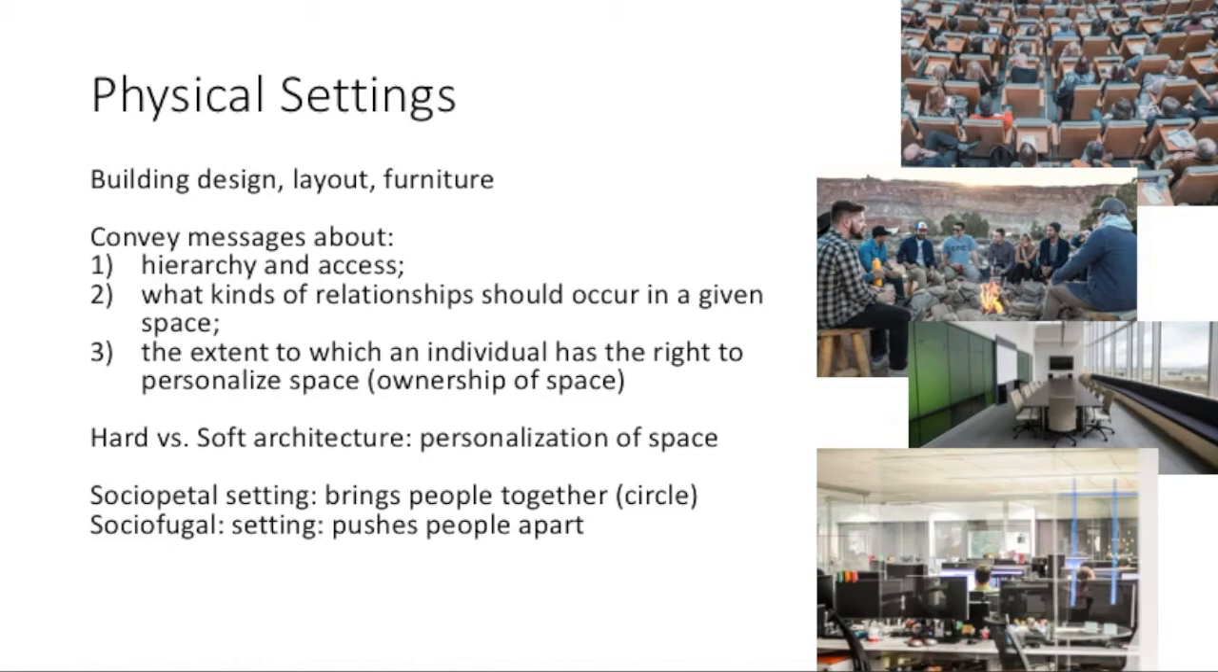Hard architecture discourages the personalization of space, while soft architecture encourages it. Sociopetal settings offer physical arrangements that bring people together and foster interpersonal interactions, like sitting in a circle. Sociofugal settings are physical arrangements that force people apart. Consider, for example, the structure of a traditional lecture hall.